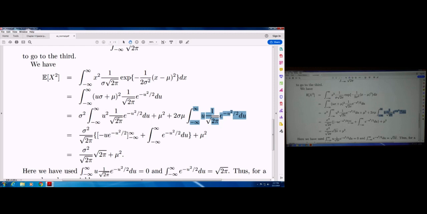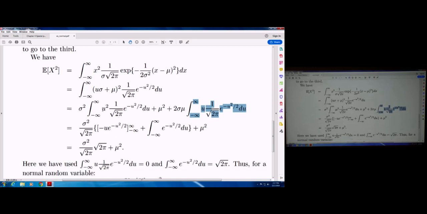Now how do I do this integral? You're going to do it by integration by parts. The choice you make is the following: I choose the function v equal to u, and dw by du is u e to the minus u squared over 2. Why do I do that? When I differentiate v, I'll get back 1, and when I integrate back to get w, I'll get e to the minus u squared over 2.